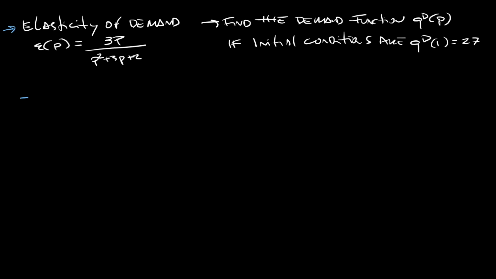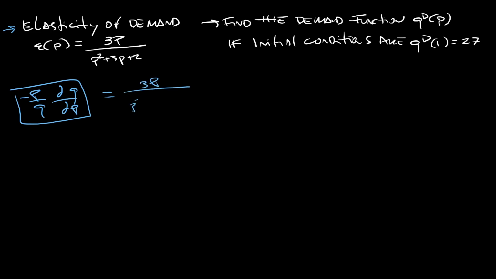So the first step is knowing that the elasticity is given by the expression minus P divided by Q, and then dq divided by dp. You need to know this one for elasticity. So knowing this is pretty much the only thing. Knowing this is the first step, and now you're going to equate this to the expression that they have just given you. So it's 3p over p squared plus 3p plus 2.